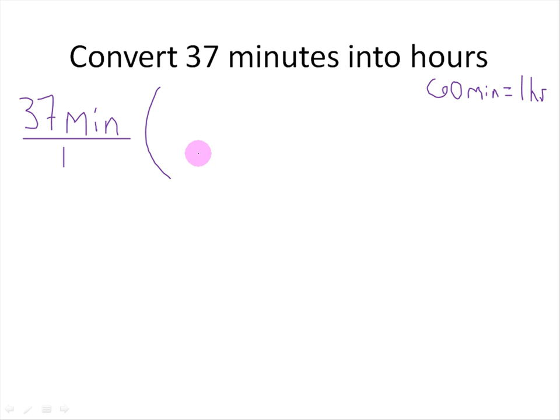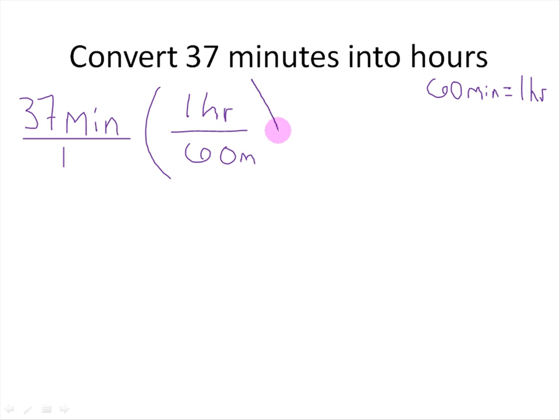Okay, convert 37 minutes into hours. Well, we have 37 minutes. And I'm just going to put that over 1 because that's a fraction, and that puts that into a fractional form. And I'm going to multiply this times 1. And let's see, we have 60 minutes equals 1 hour. So I can put the minutes in my denominator's position. So I have 60 minutes, abbreviated with just an M there, 1 hour.